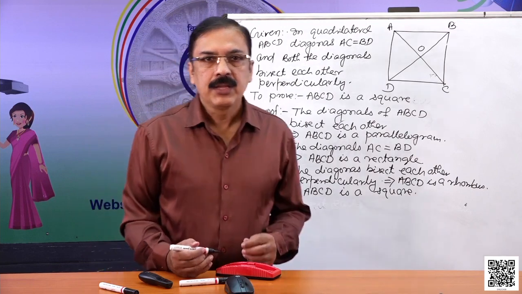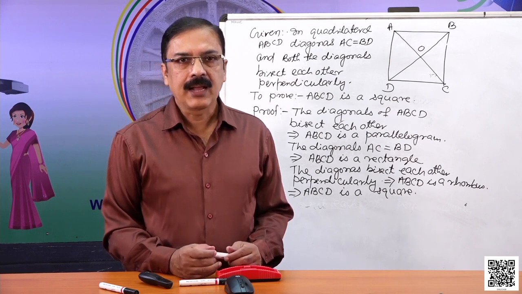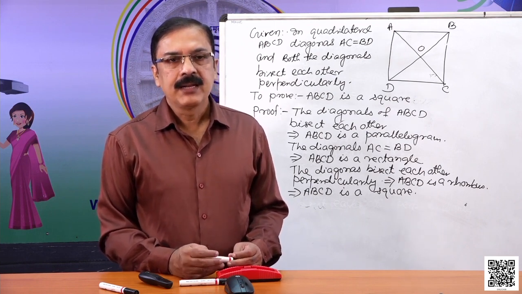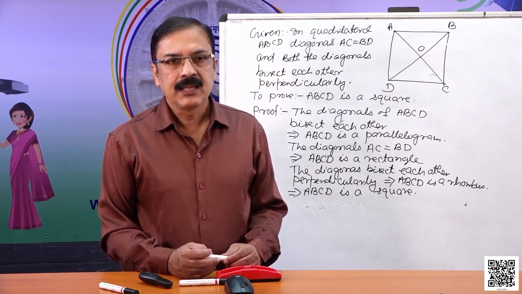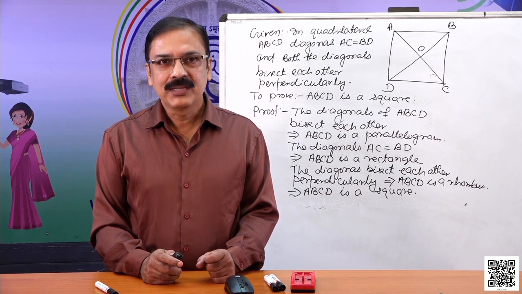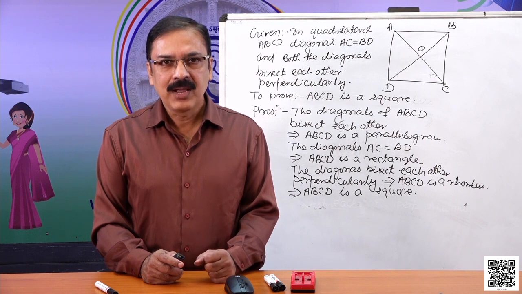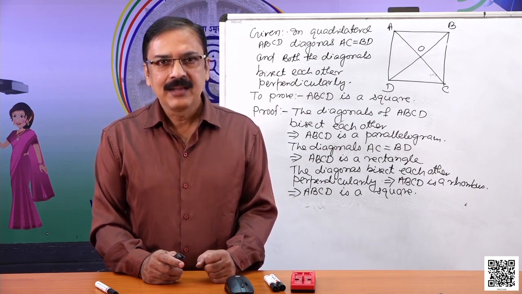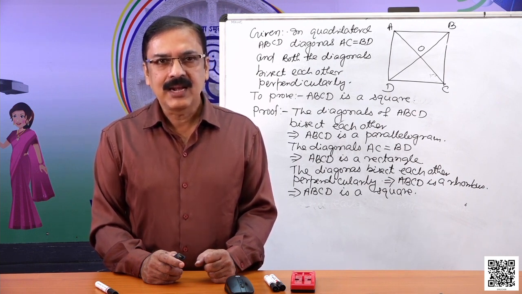So, thus by using the diagonal properties of rhombus and rectangle, we can prove that if the diagonals of a quadrilateral are equal and bisect each other at right angles, then it is a square. Dear students, today we discussed the properties of a parallelogram, like the diagonals of a parallelogram bisect each other, and if the diagonals of a quadrilateral bisect each other, then it is a parallelogram. We also discussed different properties of square, rectangle and rhombus.